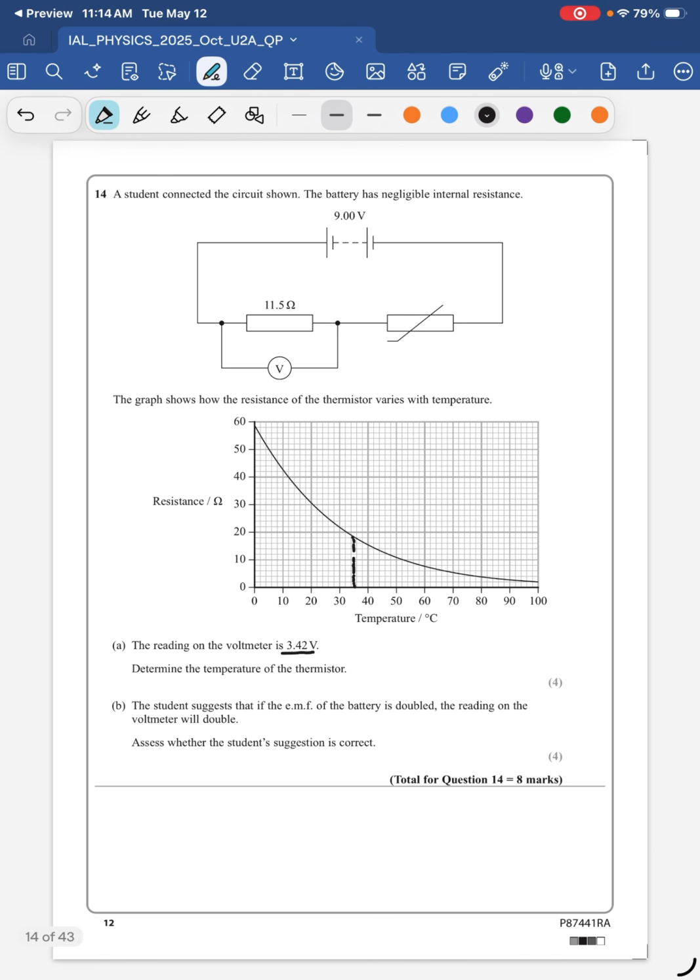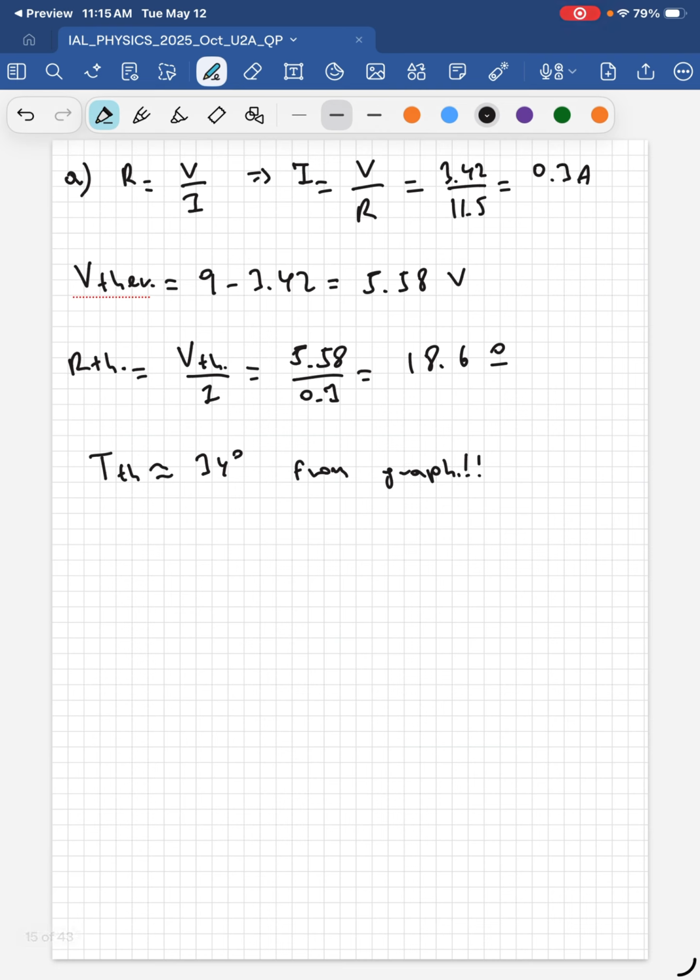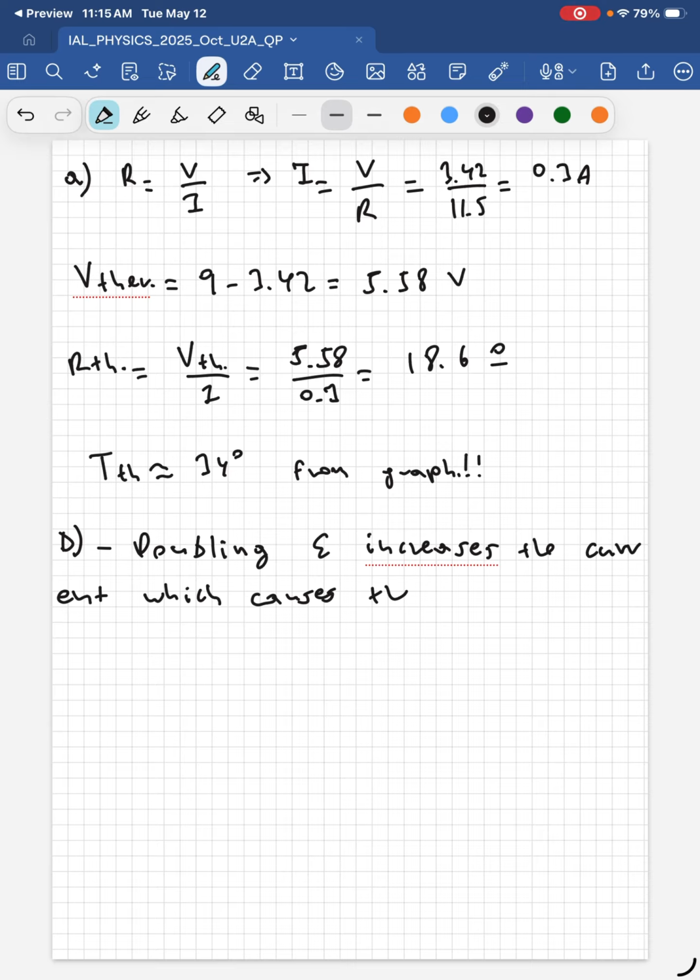Okay, B. The student suggests that if the EMF of the battery is doubled, the reading on the voltmeter will double. Assess whether the student's suggestion is correct. Okay, it kind of makes sense, but let's see. So doubling EMF increases the current, which causes the thermistor to heat up. Okay, so that's the first effect.